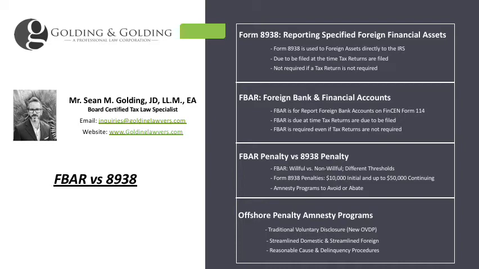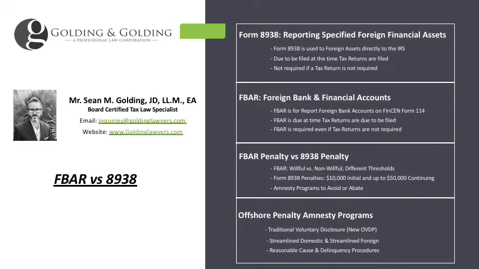When completing the form, it's a bit more complicated than the FBAR because, first of all, there are different thresholds depending on who is reporting the form. For example, if someone is single and residing in the U.S., the threshold is $50,000 on the last day of the year, or more than $75,000 on any other day of the year. Conversely, if it's a married filing joint couple overseas, those numbers jump up to $400,000 on the last day of the year, or $600,000 on any other day of the year.